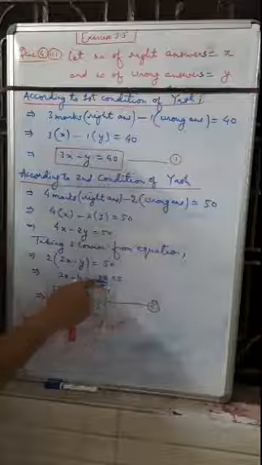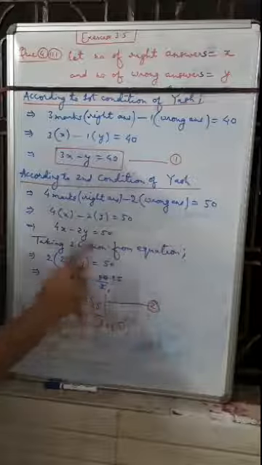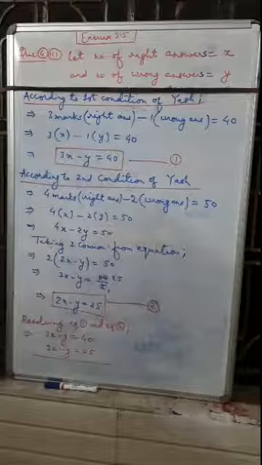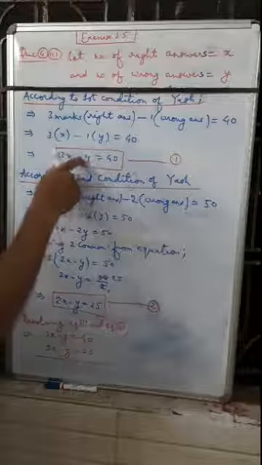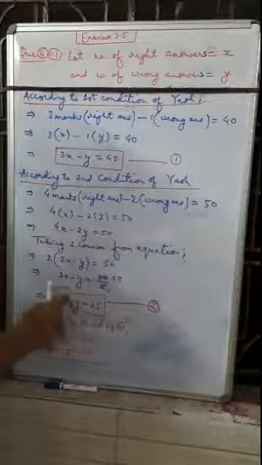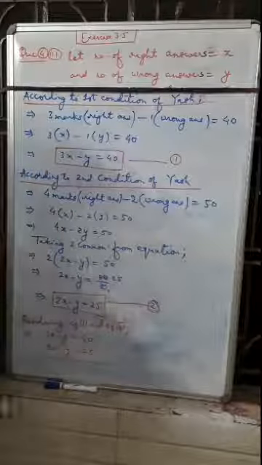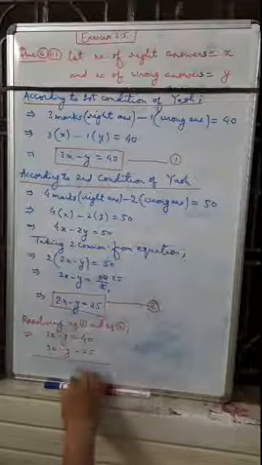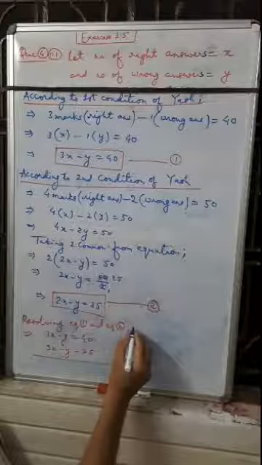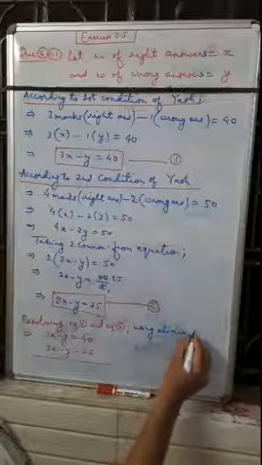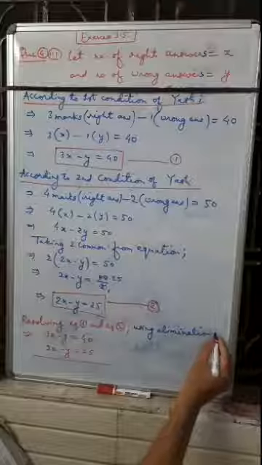So 2 will be transferred to the denominator of the right-hand side, so 50y/2 is equal to 50. So 2x minus y is equal to 25. It is equation number 2. Now the coefficient of y is 1 in both equations, so we can subtract, or eliminate. So we resolve equation 1 and equation 2 using the elimination method. Any other method you can solve if you like.